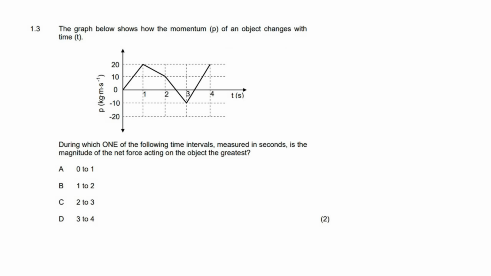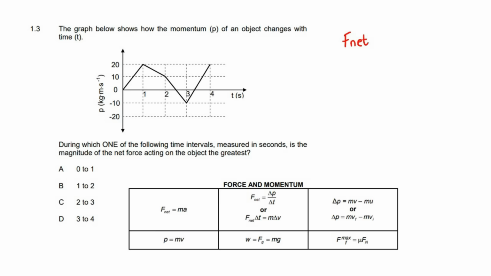The graph below shows how the momentum of an object changes with time. Then it says, during which one of the following time intervals is the magnitude of the net force the greatest? Okay, so the magnitude of the net force. So we need to definitely find a formula that uses net force. So the only formula for net force, if we had to look on our formula sheet, would be probably this one over here that also uses momentum. So we can say F net is equal to the change in the momentum over the change in time.